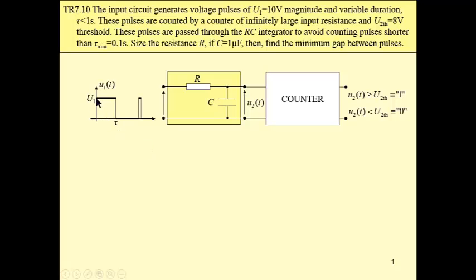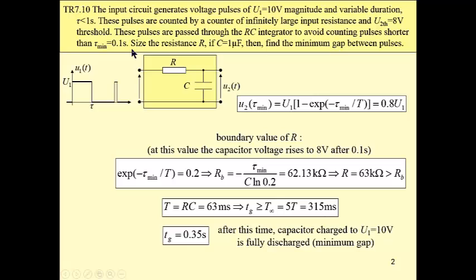Originally, our pulse has practically infinitely short rise time and fall time. If we pass such a pulse through an RC integrator, then we obtain as the output signal an exponential rise, which means that the rise time is much slower, designated by a time constant RC. C is given as 1 microfarad, and our task is to size R such that this exponential curve rises to 8 volt after 0.1 second. Obviously, this task can be easily solved algebraically.